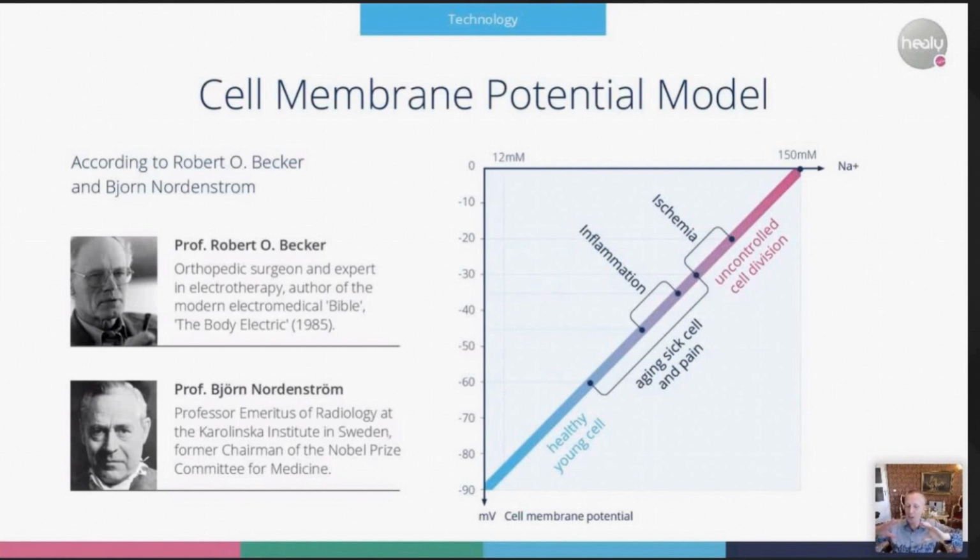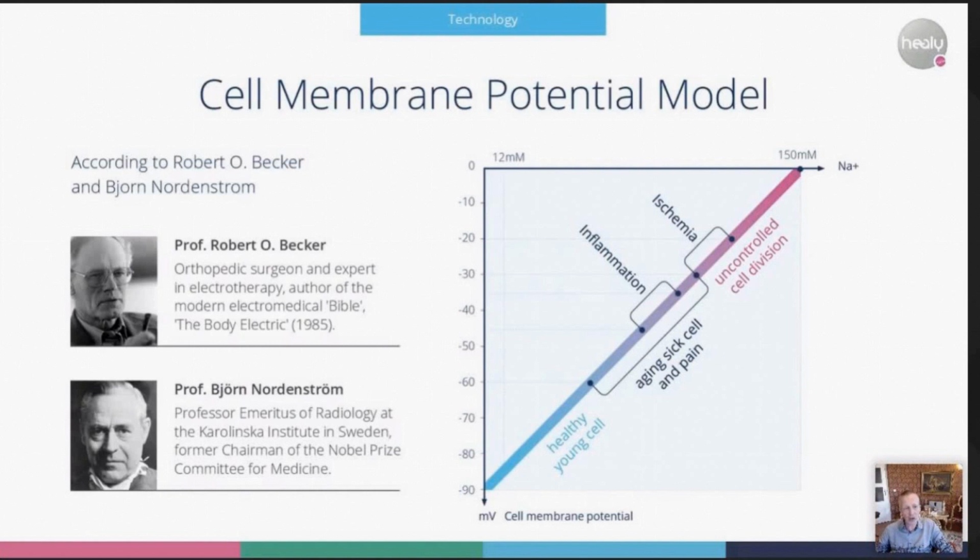So in future, in the company presentation and in the manual and everywhere, this updated model of the cell membrane potential will replace the one which we had before. The old one is not wrong. The new one is more precise and more scientific. So if you get the new one, you can put both of them next to each other, and you will see how they actually correspond to each other.